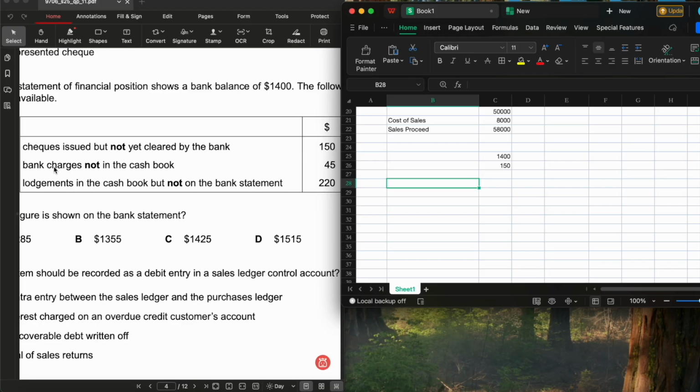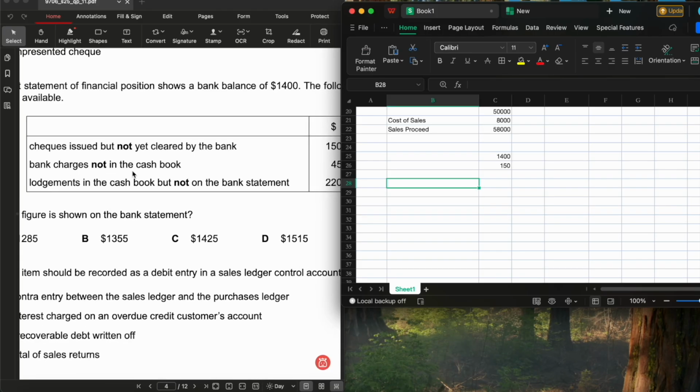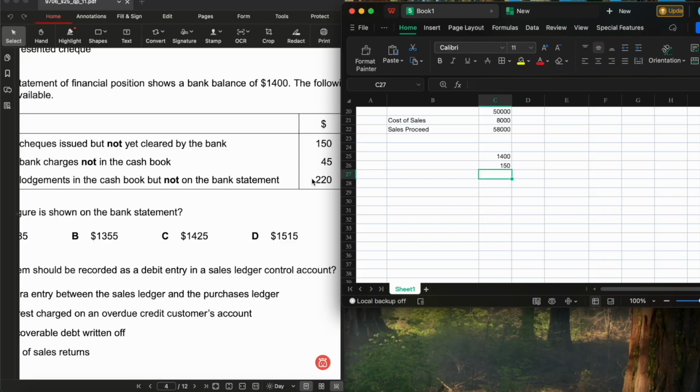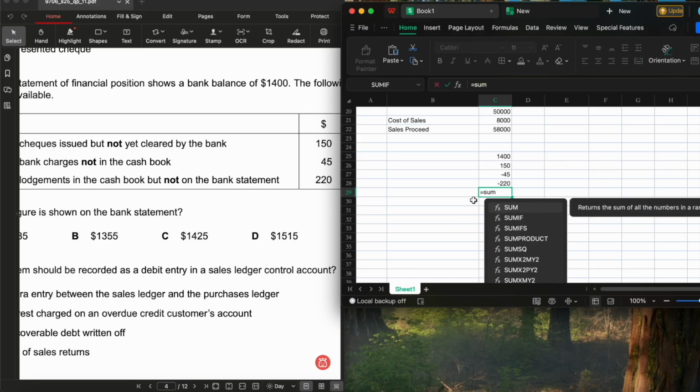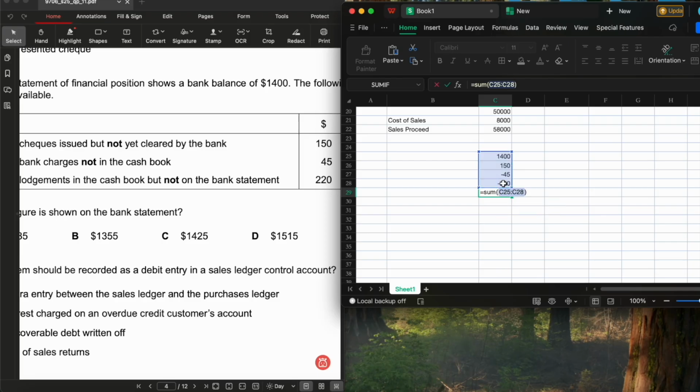So the bank still says that I have this money in my bank account, so I will add 150 here. The second one is bank charges not in the cash book. This is the amount as per the cash book, but the bank says that it already subtracted 45 from your account, so we will also subtract that from our account. And then the last one is a lodgement in the cash book but not in the bank statement. Basically deposited, and the bank doesn't know about this deposit as well, because this 1,400 is after the deposit of 220 and the bank doesn't know. So the bank says that it has not received this money, so I'm not going to add it to my account. So let's see what our total amount will be here.